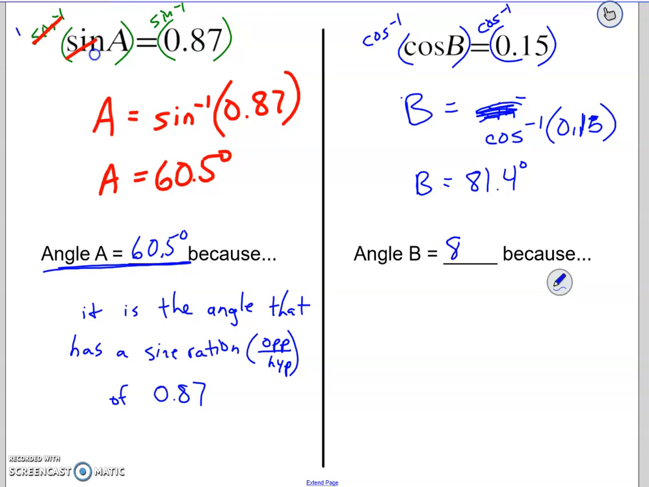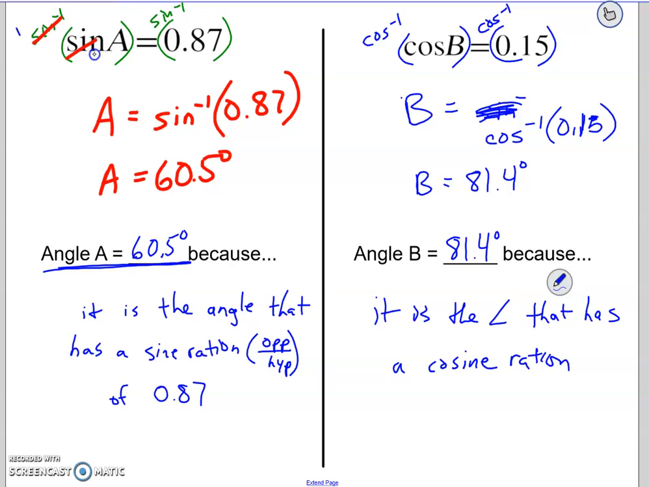So we would say that 81.4 degrees is what angle B is, because it is the angle that has a cosine ratio, which is adjacent over hypotenuse, a cosine ratio of 0.15. It's the only angle that has a cosine ratio of 0.15. So therefore, the cosine of B must be 0.15.